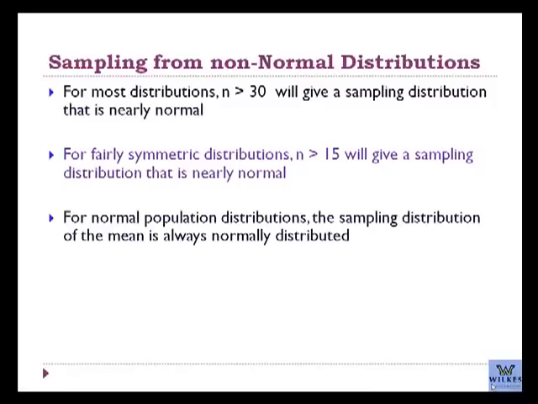For most distributions, sample sizes of about 30, more than 30, will give a sampling distribution that is nearly normal. For distributions that are already symmetric, a sample size of about 15 will work. For normal population distributions, the sampling distribution is also always normal.